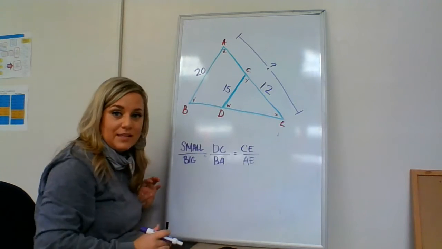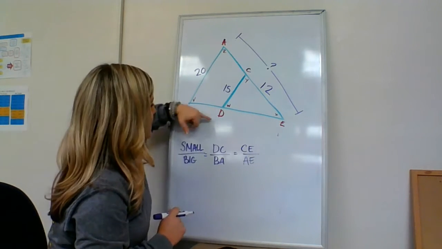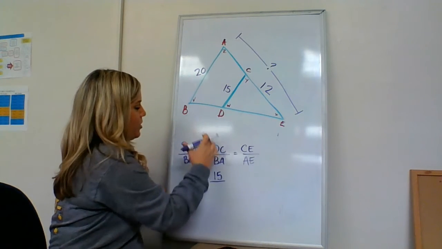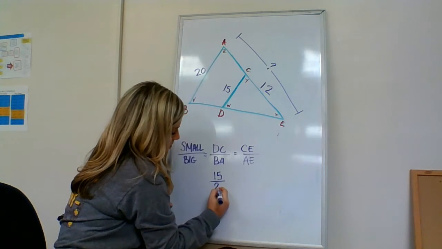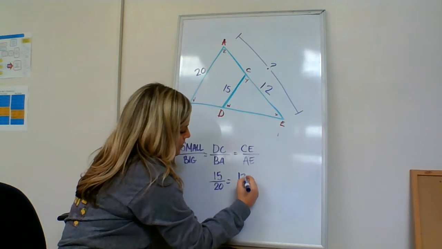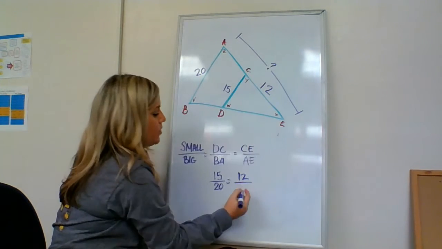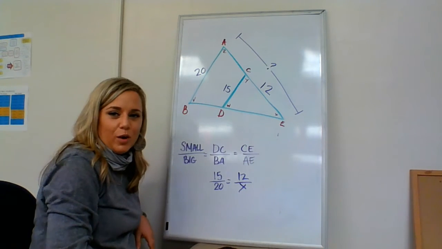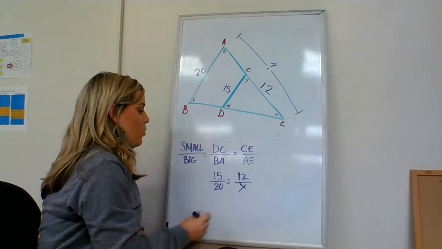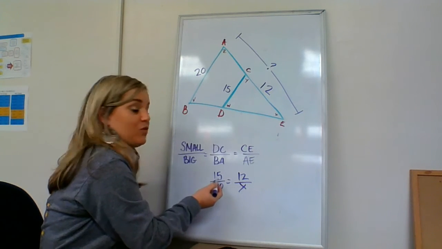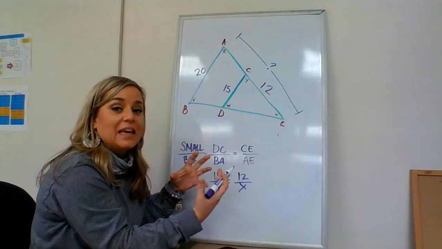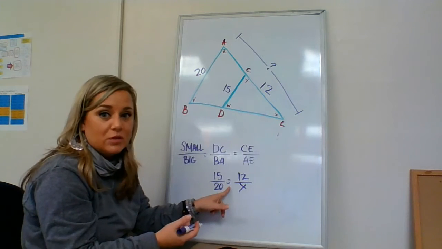All right, so now I'm going to replace them with numbers. Okay, so DC is 15. And the bigger version, BA, is 20. And we know that's going to be equal to 12 over, we don't know, and I'm putting an X because it's my favorite letter to work with when I'm doing algebra. Okay, so now we know that whatever times X times 15 is going to give me whatever, and it has to be equal to 20 times 12. They have to be equal. We do know that because, duh, there's an equal sign right there, right?